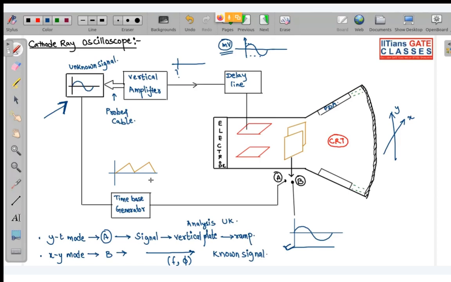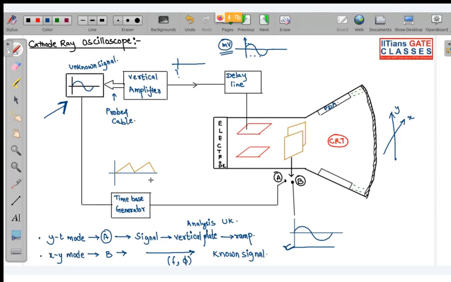Next point, combination of 4 plates deflect electron into their desired position, which is proportional to unknown signal.